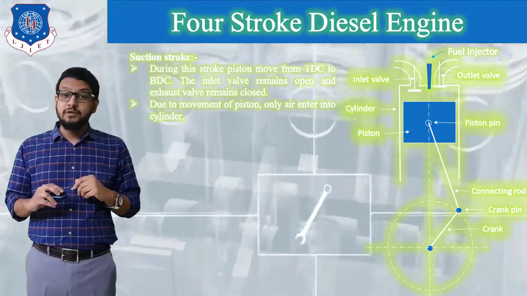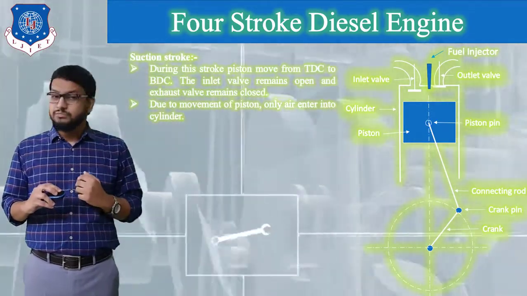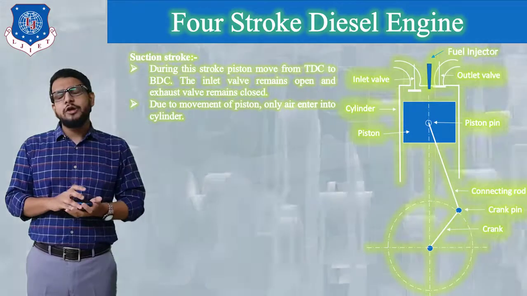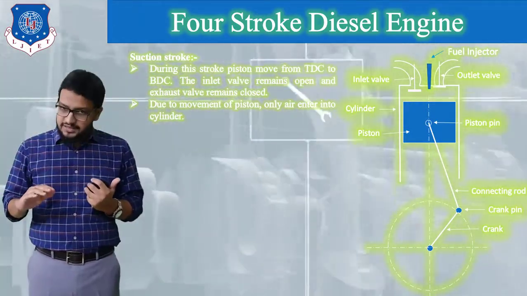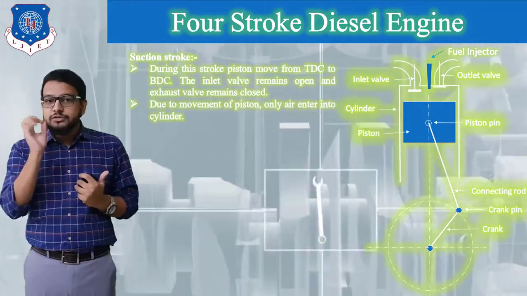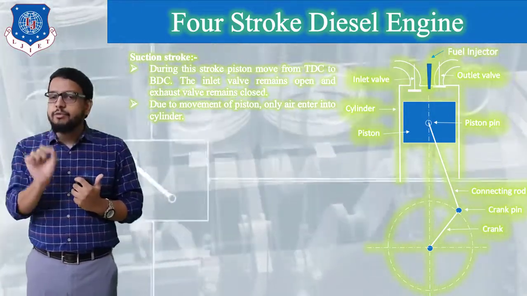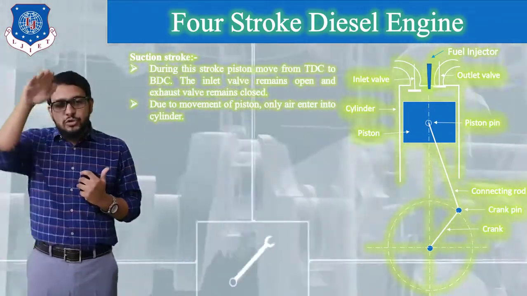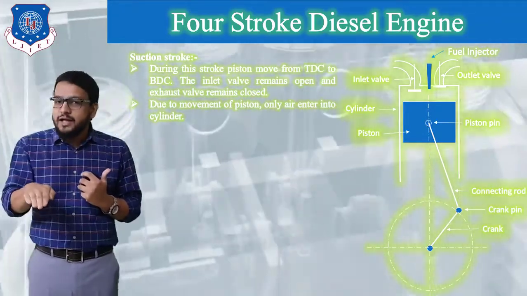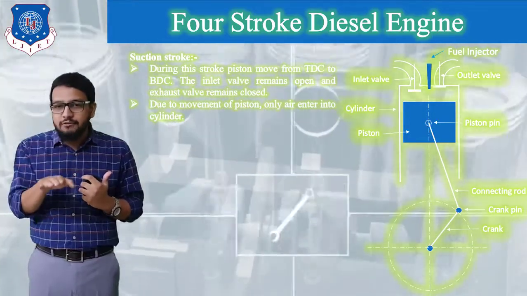Okay, now let's begin with our first stroke, that is called a suction stroke. So the working is going to remain the same. During a suction stroke, the piston will move from its top dead center towards the bottom dead center. At that time, because of a cam mechanism, remember, because of the cam mechanism, the inlet valve will open. The cam is going to strike the inlet valve at that time. Okay, the inlet valve will open.